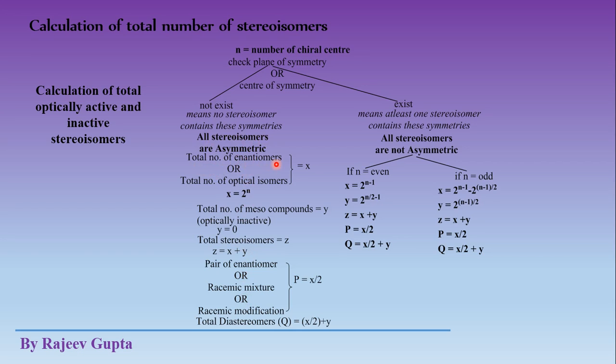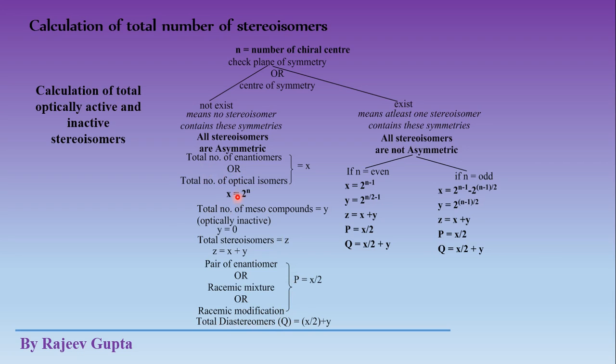The total number of enantiomers or total number of optical isomers is represented here as small x. The total number of meso compounds is represented as y, and total stereoisomers as z. The pair of enantiomers, or racemic mixture or racemic modification, is denoted here by capital P, and total diastereomers are denoted by the symbol Q.